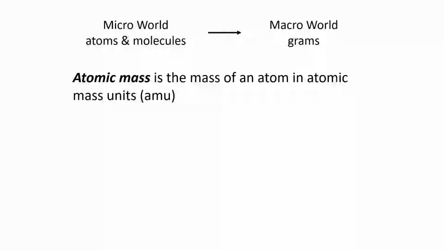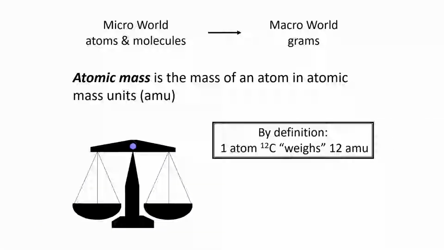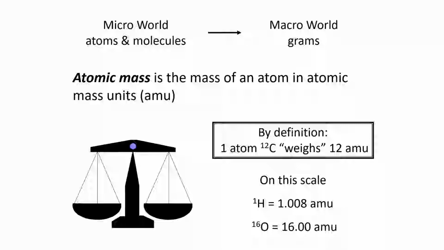So atomic mass, or the AMU, atomic mass unit, is relative to the carbon-12 atom. By definition, one atom of C12 has a mass of 12 atomic mass units. So that means that one AMU is equivalent to 1/12 the mass of a carbon atom. On this scale of AMUs, we also have hydrogen with 1 proton, 1.008 AMUs, and oxygen with 8 protons, 16 AMUs.